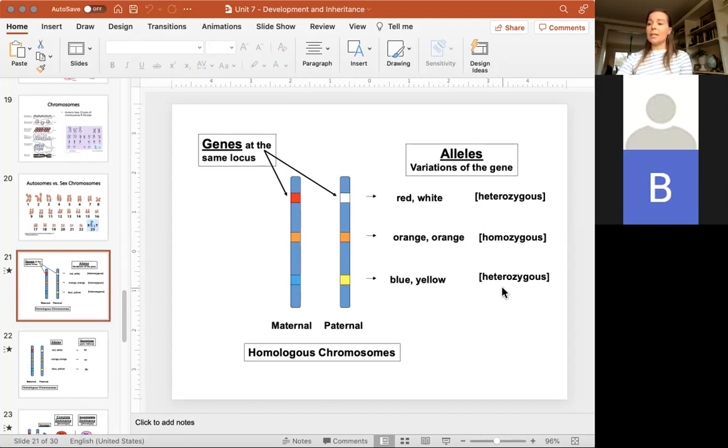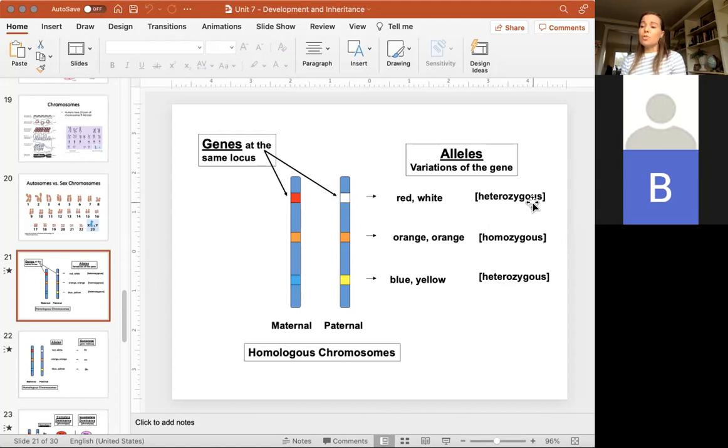Heterozygous is the opposite. This is when there are two different alleles for the same gene. That's the case here and here. This one's red, this one's white. They're different. So this is heterozygous.